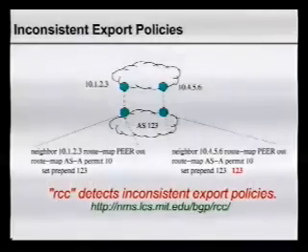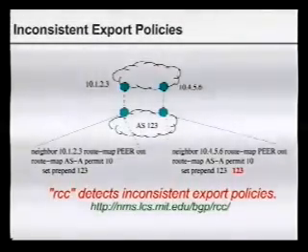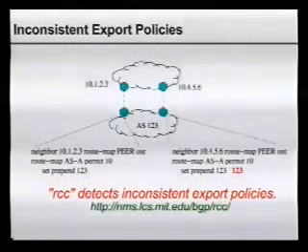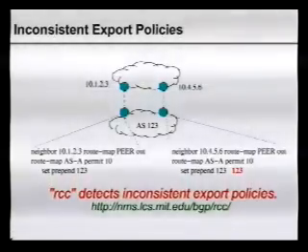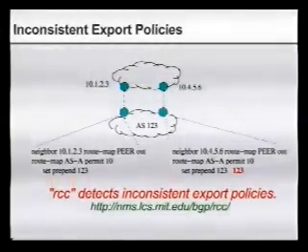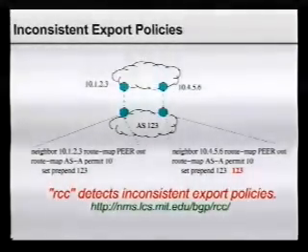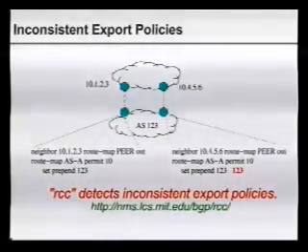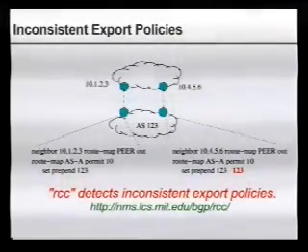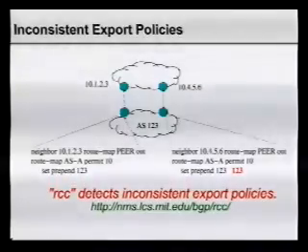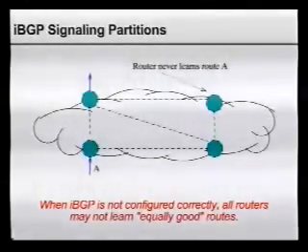So I'm just going to take this moment to plug a tool that I talked about at the last NANOG that I called RCC, which is the router config checker. You can run this over your configurations to detect this type of inconsistent export policies quite easily. So there's a URL, you can go check it out. Please send me mail if you're interested in using it and helping me with it.